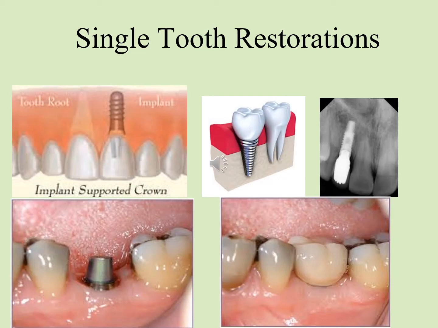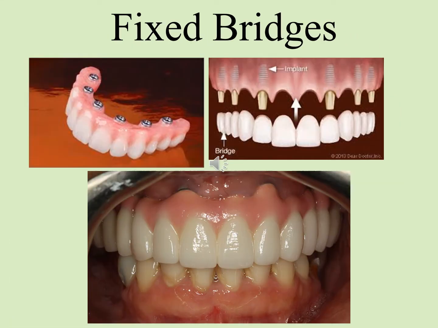The dental implant can replace a single tooth restoration. If we have a single missing tooth, we can use a dental implant to replace this tooth as you see in the pictures. The dental implants can support fixed bridges. If we have multiple missing teeth, we can use at least two dental implants to support a fixed partial denture. Or if we have a full edentulous arch, we can use a number of implants to support a complete fixed denture as you see in the pictures.